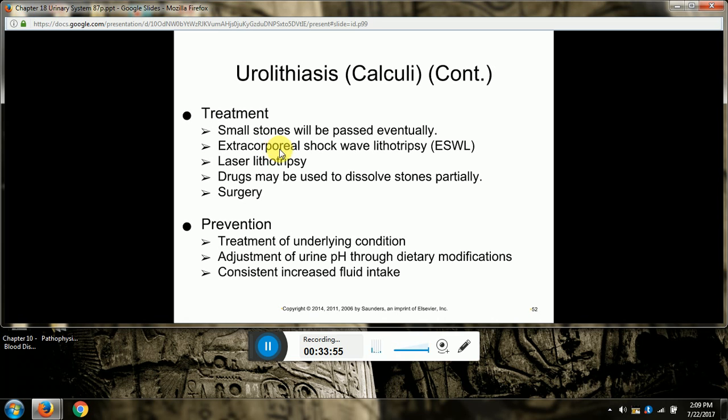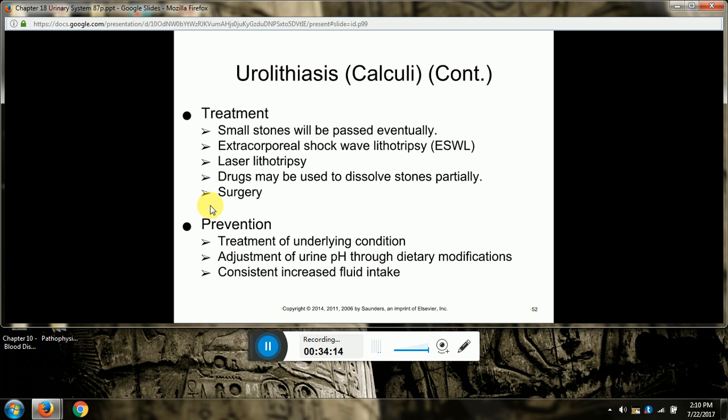So extracorporeal means outside of the body. Shockwave lithotripsy: litho would be the stone, and tripsy means to break it down. Or you can do laser lithotripsy, or you can do some drugs to dissolve the stones. If that doesn't work, then you'd have to do a surgical procedure in order to get the stone out.